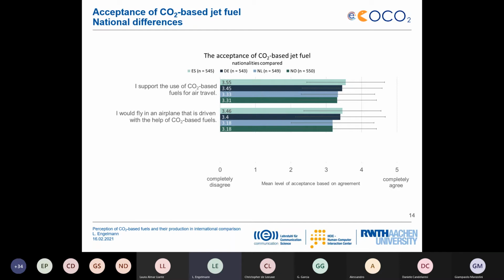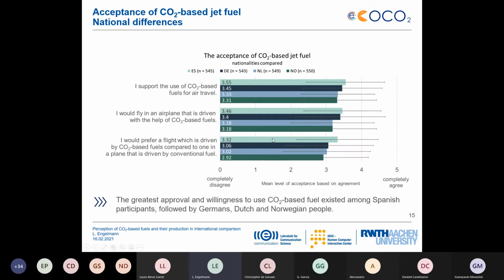Norwegian and Dutch participants in this case agree significantly; their agreement is significantly different from the midpoint of the scale, so they rather agree as well, positively, and would fly with such an airplane, but agree significantly less than the Norwegians and German participants. And lastly, when it comes to preferences, a similar picture emerges when people are asked if they would prefer a fuel based on CCU to conventional kerosene.